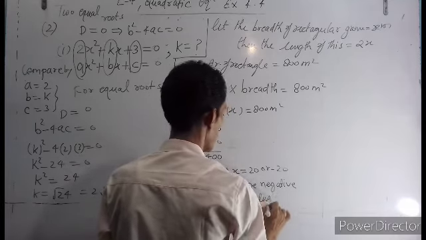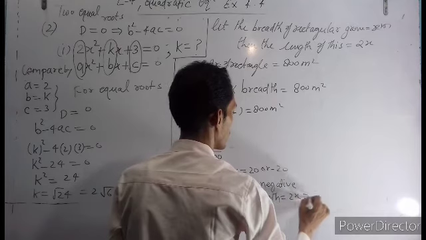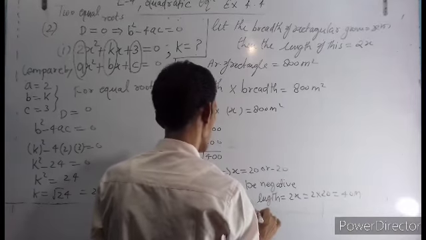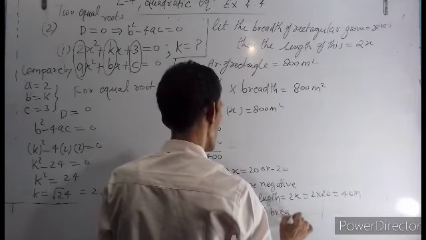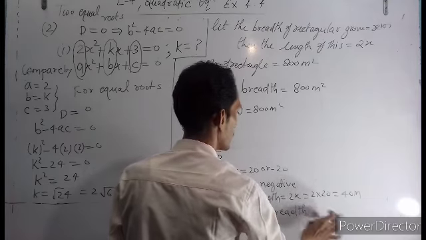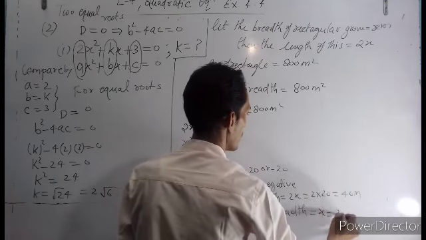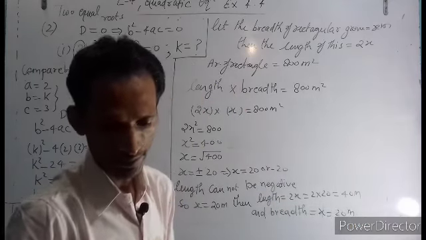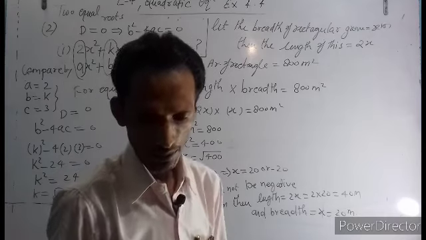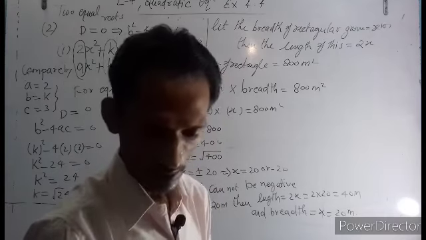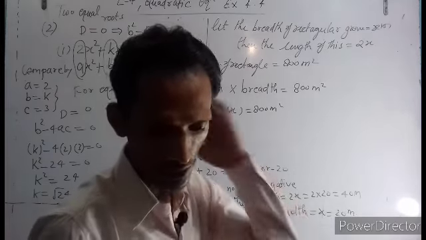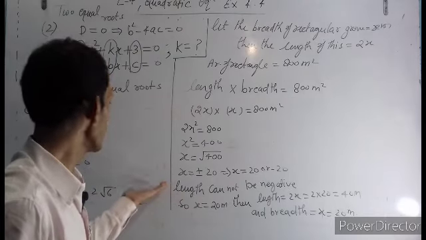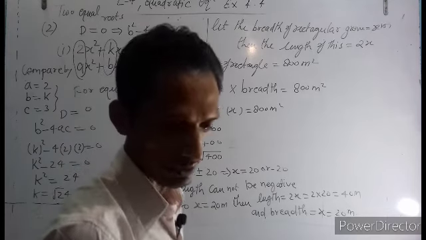Then length 2x, 2 into 20 equal to 40 meter, and hence breadth equal to x equal to 20 meter. Okay, in this way we can find the length and breadth. So similarly you can do the another one question. Okay, these are the concept of 4.4. In this way you can do all the questions. Just I have given, only some questions are left, so you can do.